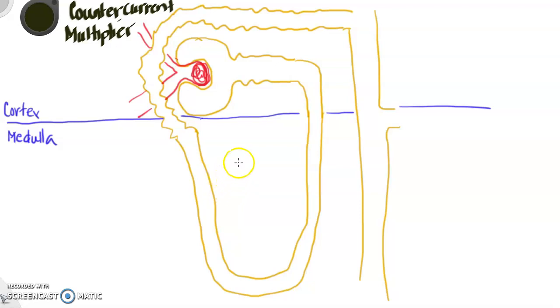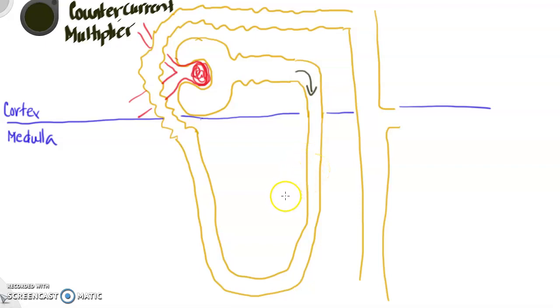All right, so now we need to talk about what's happening in the loops of Henle. So we just left the proximal convoluted tubule, and about 70% of the stuff's been reabsorbed here. Okay, but we still got 30% left going. So the filtrate heads into the loops of Henle this way. Okay.